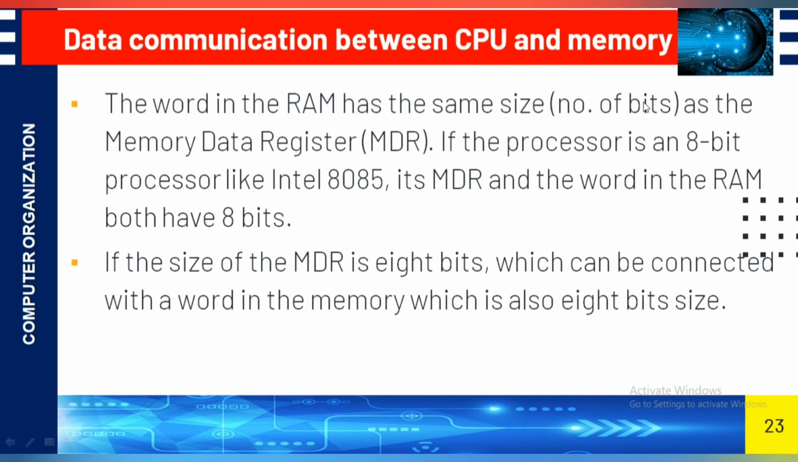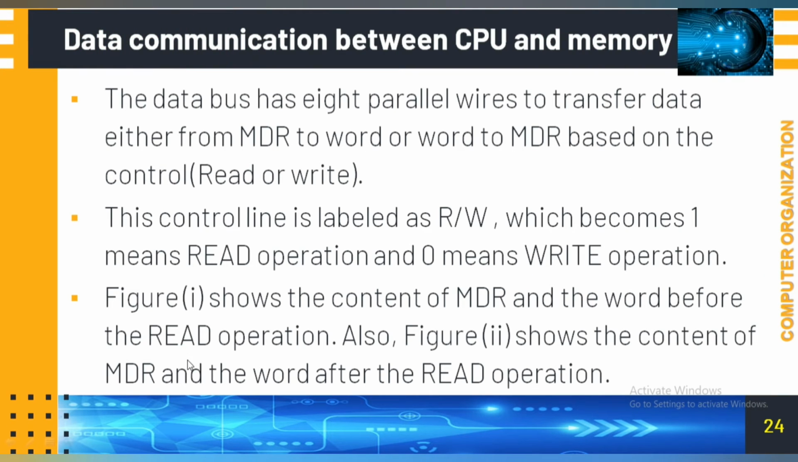memory data register. If the processor is an 8-bit processor like the 8085, its MDR and the word in the RAM both have 8 bits. So an 8-bit processor means the memory word size is also 8 bits. If the size of the MDR is 8 bits, it can be connected with the word in the memory, which is also 8 bits in size. So the MDR and the MAR both have the same size. 8-bit data means it is also connected with the 8-bit address register.